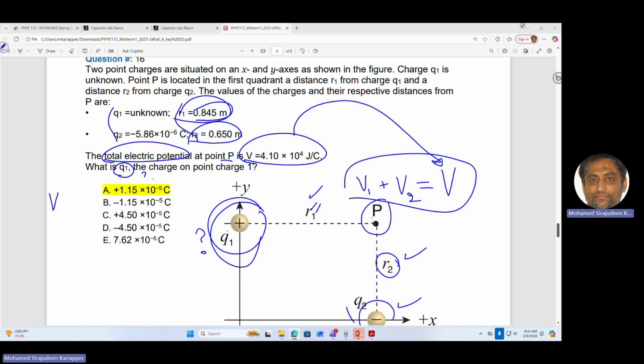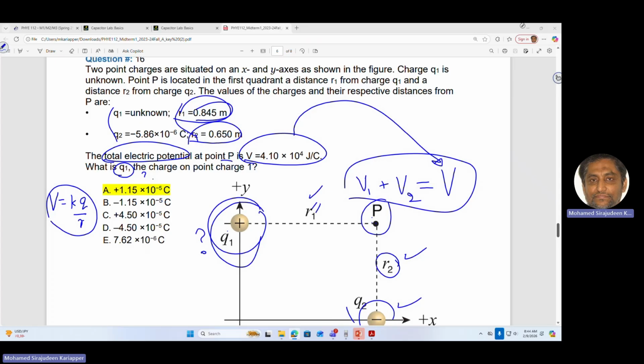The equation for the potential from a point charge. So we need this equation. Do you see this equation in the formula sheet? No. That is the principle of superposition. If you have two charges, the net potential will be the potential from Q1, that is V1, and the potential from Q2, that is V2. When you add these two, you will get the total potential.